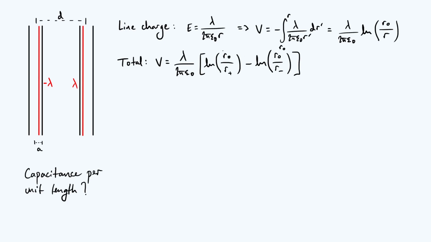And note that I have written r naught as the same quantity for both of those natural log terms. We don't have to do that. You could have a different zero potential reference for each of the individual charges if you wanted, but we're free to choose things however we want, and it's going to be a big simplification if we allow them to be the same. If you then apply your laws of logs, remember that you subtract logs, then you divide the arguments of the logs if you want to combine them into a single log, and so we can write this more simply as lambda over 2 pi epsilon naught times natural log of r minus over r plus. Again, we chose the r naughts to be the same, so they cancelled.